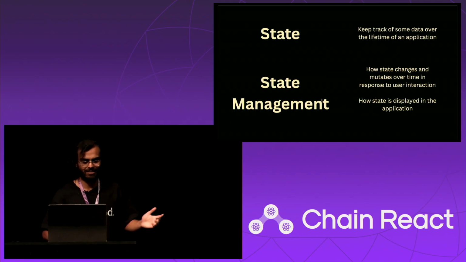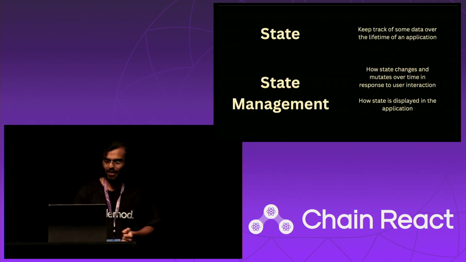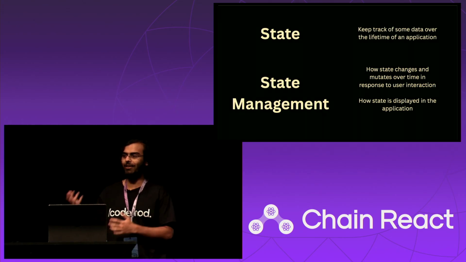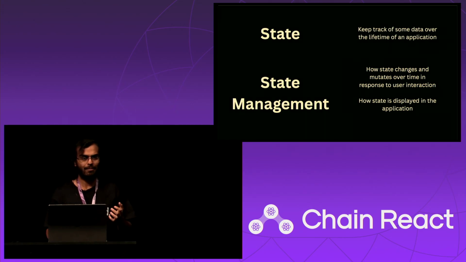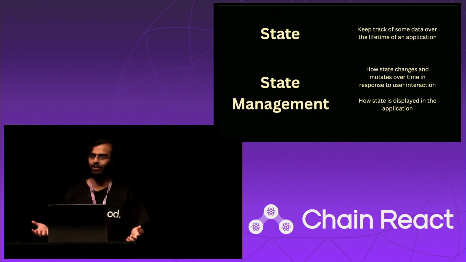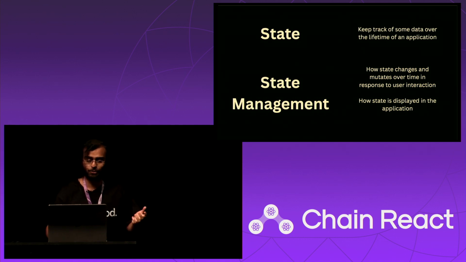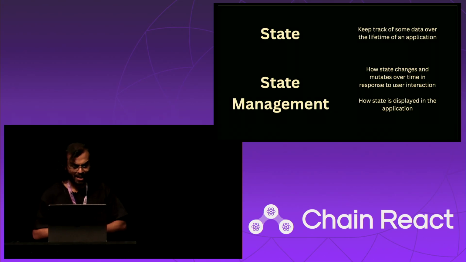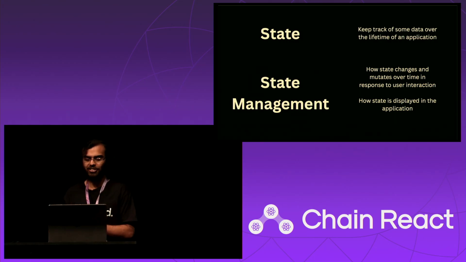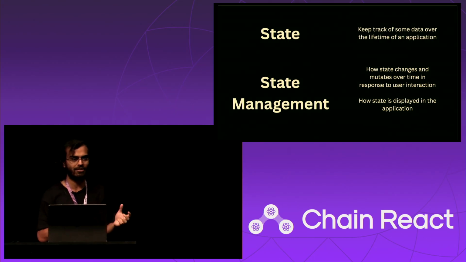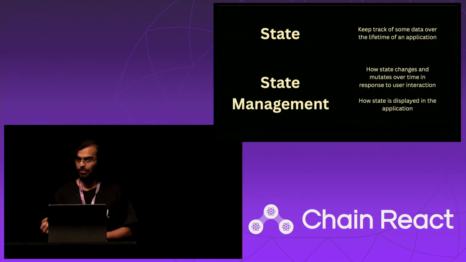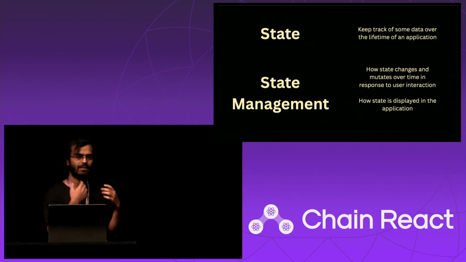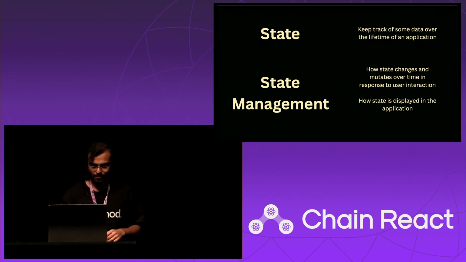Let's talk about state itself. What is state management? Well, when our users interact with our application, our apps need a way to remember what interactions have happened over time and to keep them displayed on the user's screen or the UI. State is simply a way for us to keep track of some data over the lifetime of applications. And state management is writing the logic of how exactly state changes and mutates over time in response to user interaction, and how state is displayed in the UI.